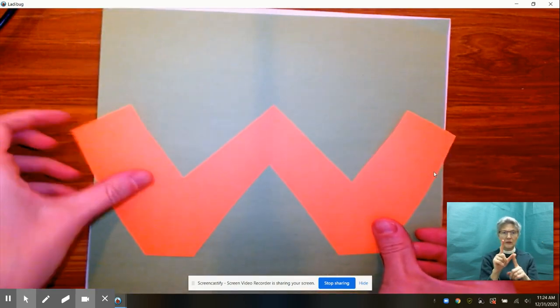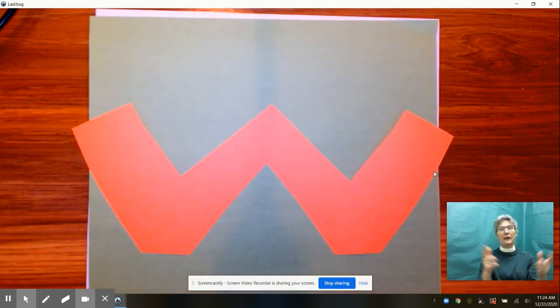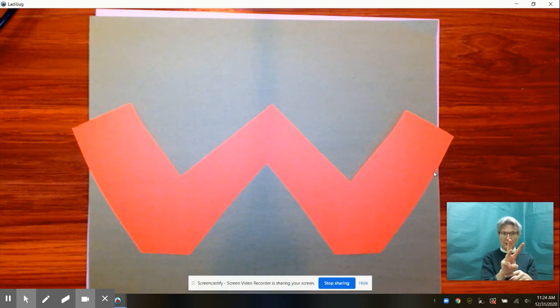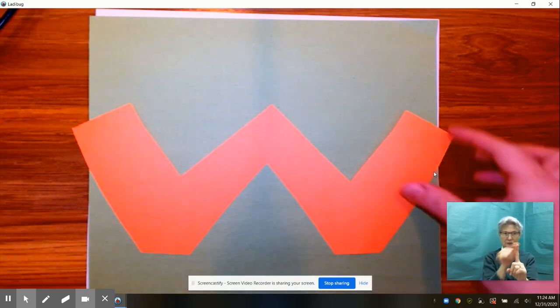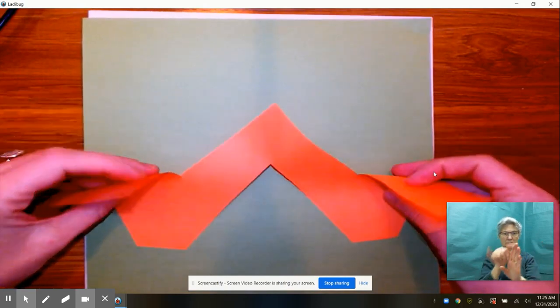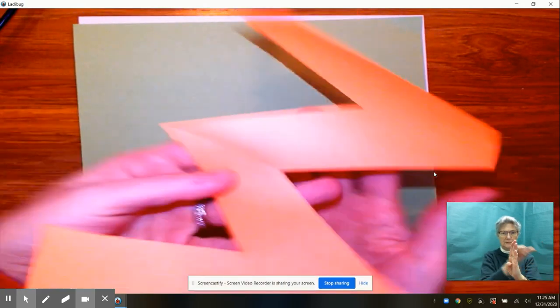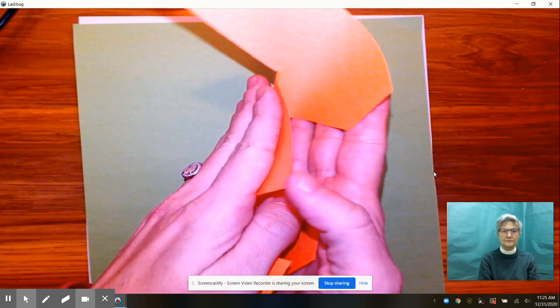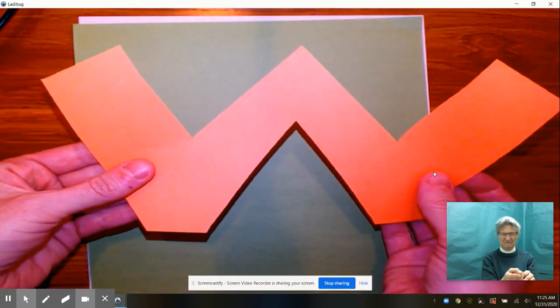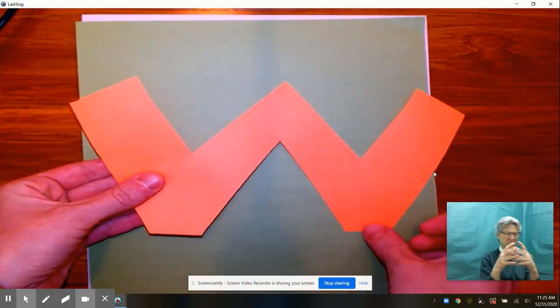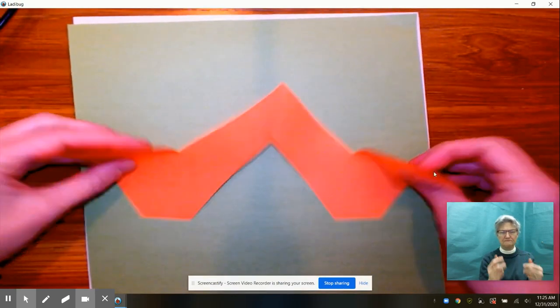Here I cut out the letter W. It's a very big W. If I'm able to fold this across a line and I have exactly the same thing on both sides, then this letter W has a line of symmetry. So let's try it. If I folded my letter like this, I already know those don't match. The points don't match. That does not have a line of symmetry horizontally.